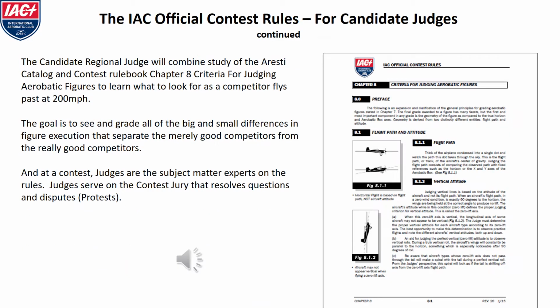The focus of the study for a candidate regional judge is on the IAC catalog, Learning the Language, and on Contest Rulebook Chapter 8, Criteria for Judging Aerobatic Figures, to learn what to look for as the competitor flies past at 200 miles an hour. The goal for a judge is to see and grade all of the big and small differences in figure execution that separates the merely good competitors from the really good competitors. And at a contest, judges are the subject matter experts on the rules. Judges serve on the contest jury.